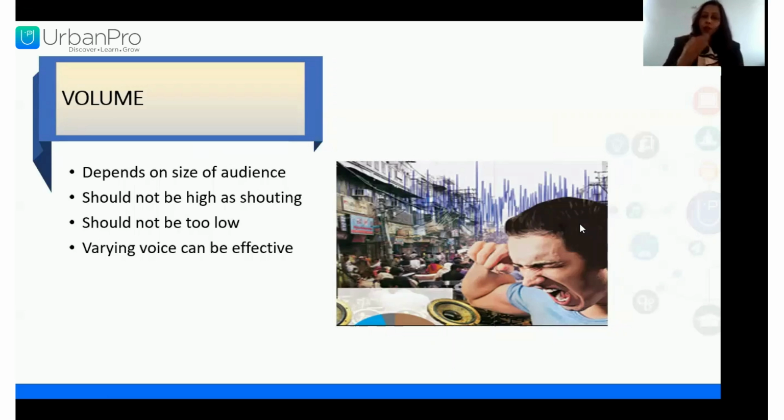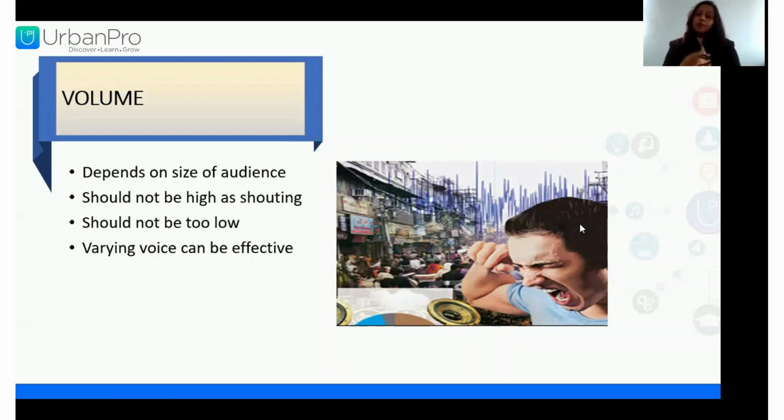You have to gauge the size of the place, how big it is and how many people are present there. So the volume depends on the size of the audience. If you are presenting in front of 10 people and if you are presenting in front of 100 people, there should be a difference. It should not be the same volume. When you are presenting in front of 100 people, definitely you have to put in a little more force, or certainly we use mics when we are presenting in front of a lot of people.